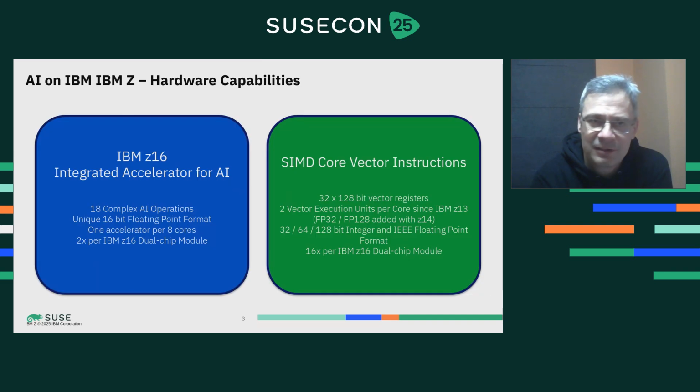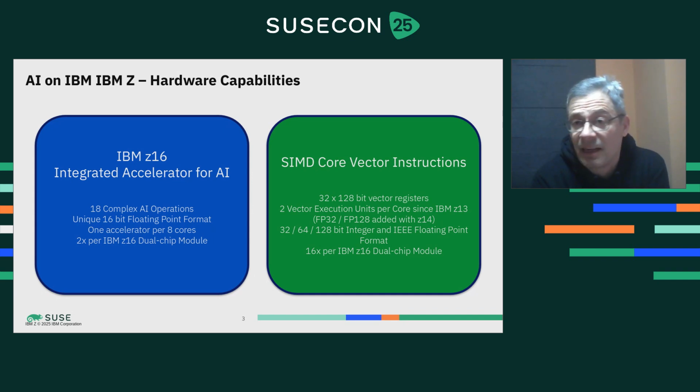Here is an overview of the two main facilities we need to talk about, which is, of course, the AI unit on our Telum processor on the left-hand side, and the SIMD core vector instructions on the right-hand side. The integrated facility for AI on the left-hand side is an AI accelerator, so it provides a couple of complex AI operations and other floating point format operations, which are typically found in AI models, neural networks to be more precise. And we'll take a look in a moment at how exactly that works on our chips.